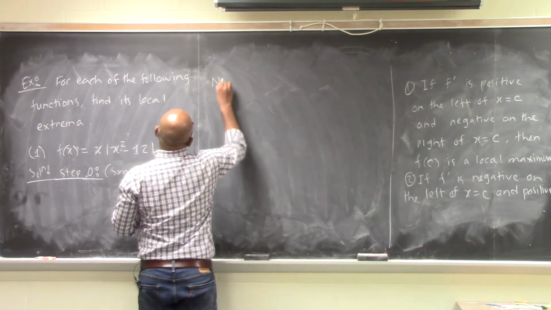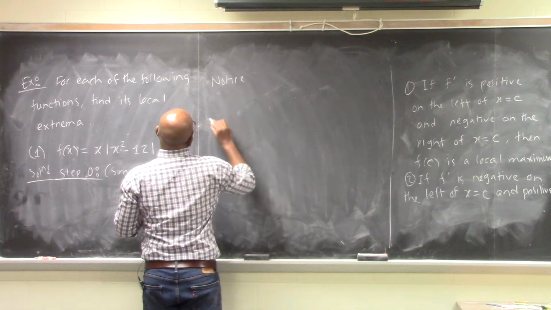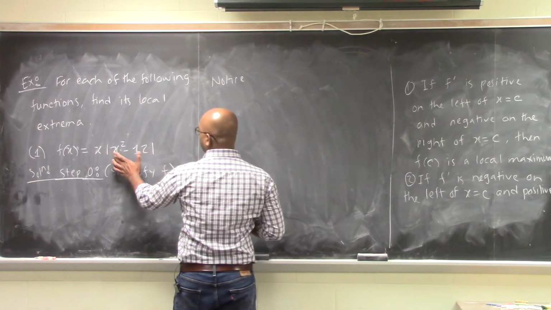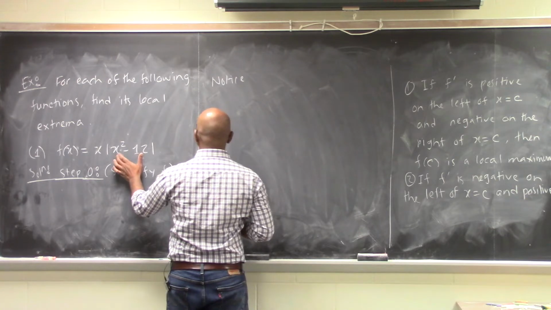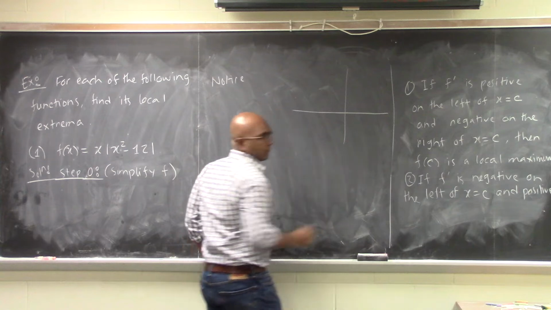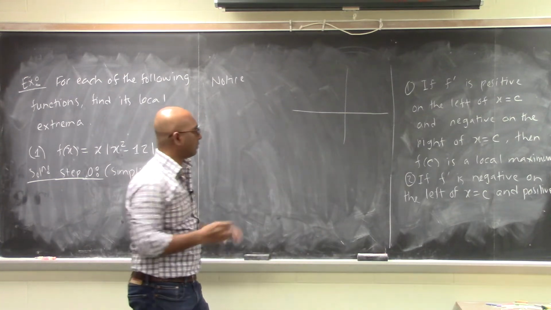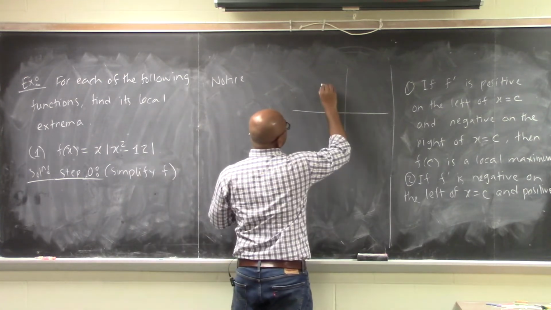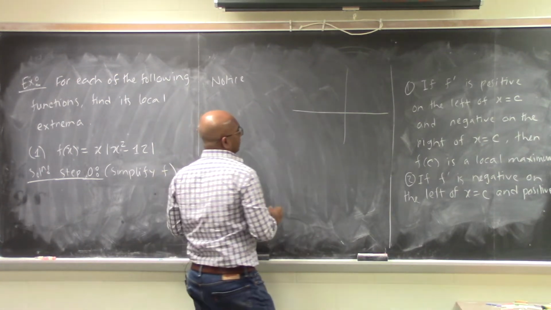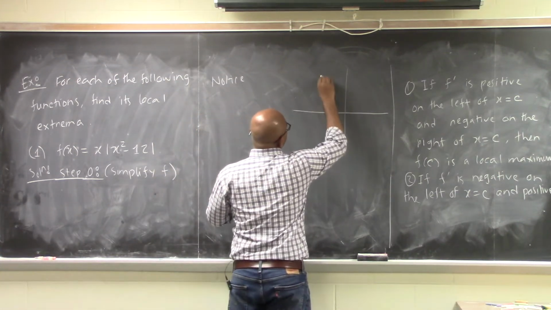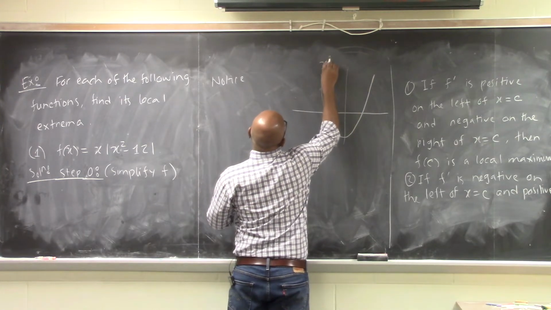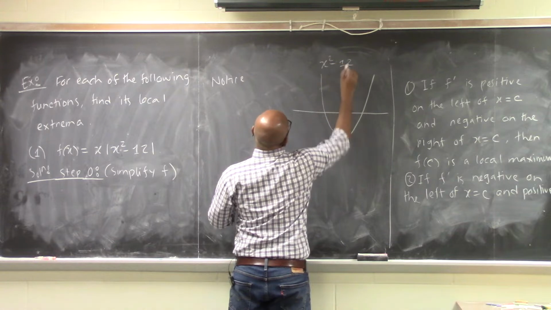Notice, okay, so that's what we need to deal with first. Absolute value of x squared minus 12, right? How does it look? x squared minus 12. Forget about absolute value. It's a parabola, right? And it opens upward. So it's a parabola like this. So this is x squared minus 12, right?